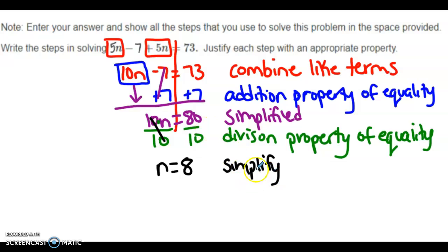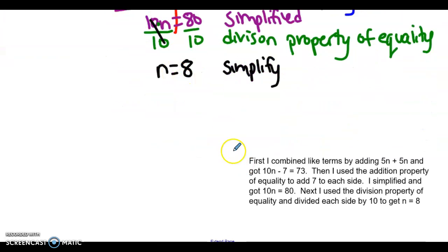You can solve your equation that way and write out the property for each step, or you can write it in sentence form, and I'll just give you kind of an example of that. First I combined like terms by adding 5n plus 5n, and I got 10n minus 7 equals 73. Then I used the addition property of equality to add 7 to each side. I simplified and got 10n equals 80. Next, I used the division property of equality and divided each side by 10 to get n equals 8.